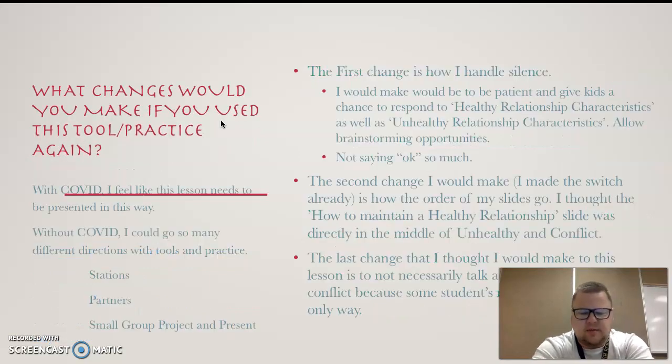What changes? Last thing, what changes would I make? Sorry about this. What changes would I make?